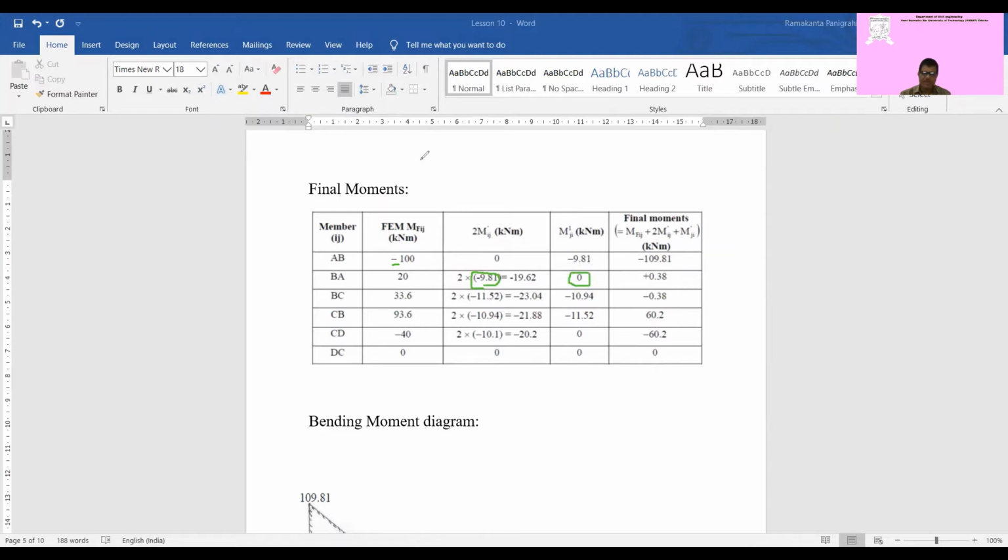Suppose for AB, A is fixed. So from B you will find the far end. On the near end it is 0 because there is no rotation contribution from the fixed end. The similar thing will occur also for the last hinge end. Okay. So we have already explained how to calculate these values. So put all these things and find the final moments. Now these are the final moments. With these final moments, you have to draw the bending moment diagram now.